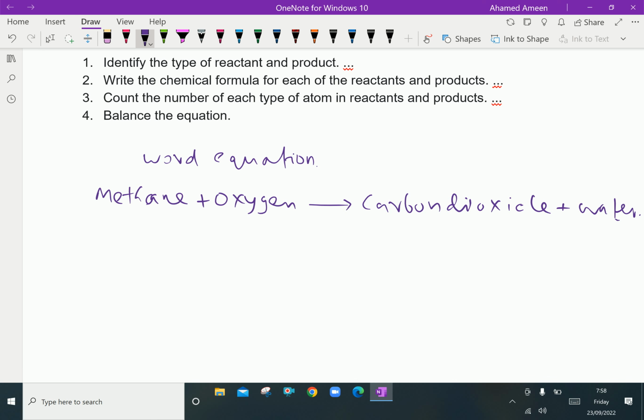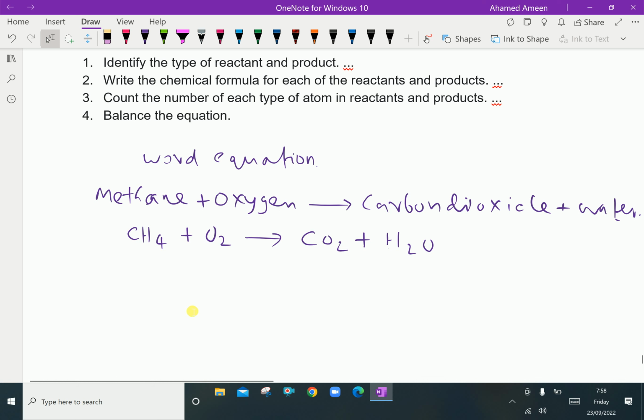Then, to convert this word equation into a formula equation, use the formulas for the reactants and for the products. Here, first we write methane, formula CH4, plus oxygen, O2, gives carbon dioxide, CO2, plus H2O. Then we wrote the chemical equation in formula form. Then you have to balance it.